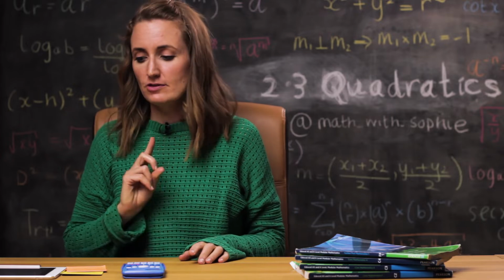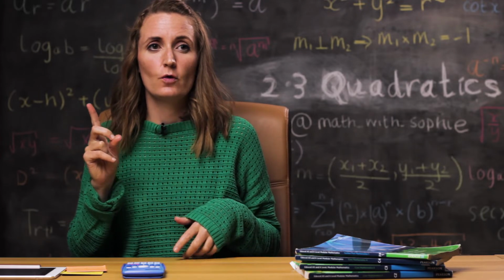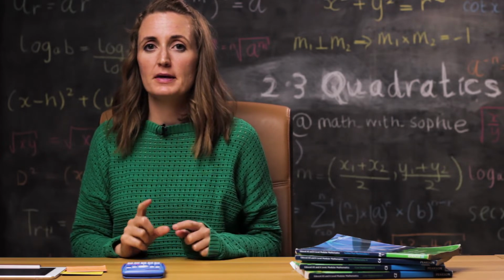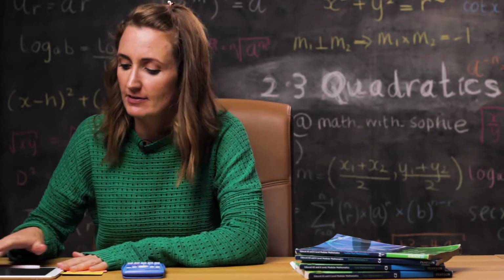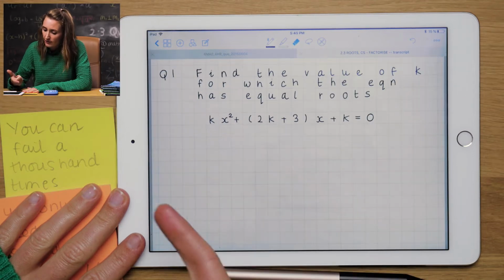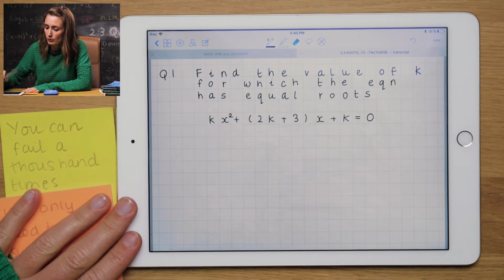Key skill 5, which is one root, or sometimes they call it equal roots or repeated roots. Nearly at the end, so let's go really fast. Find the value of k for which the equation has equal roots.